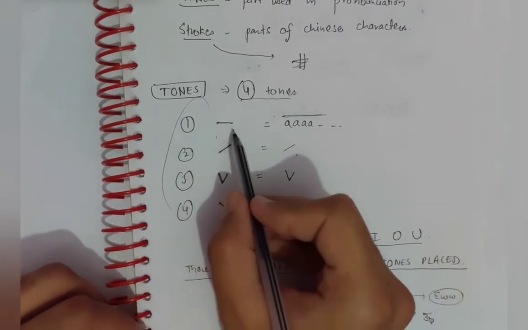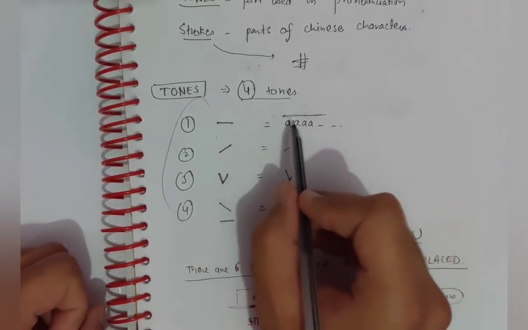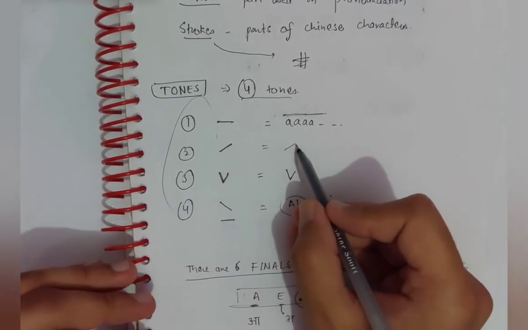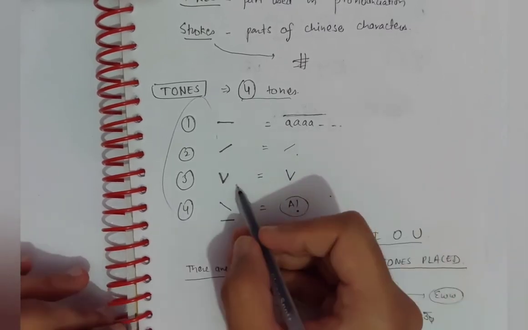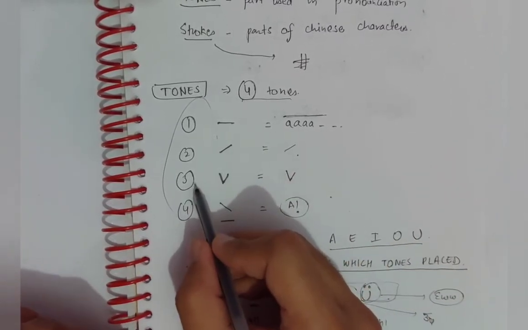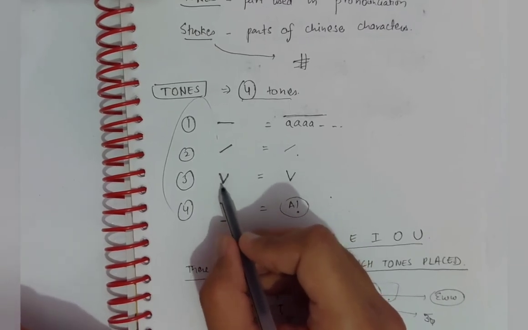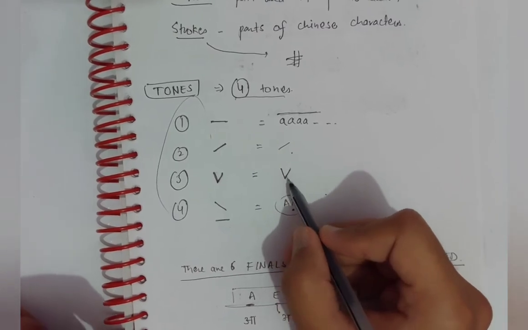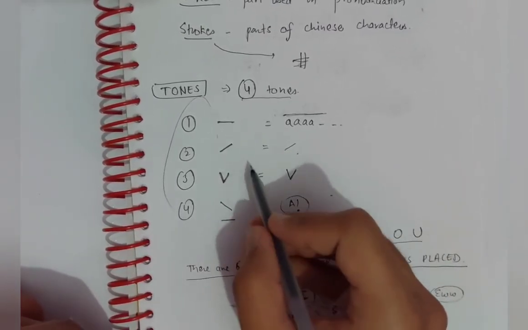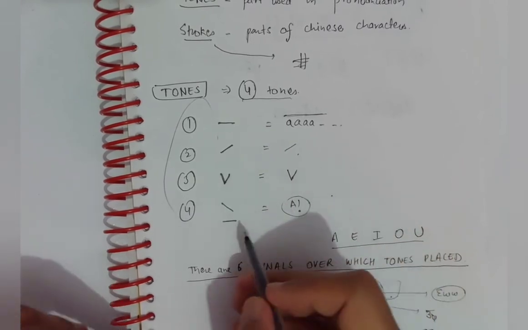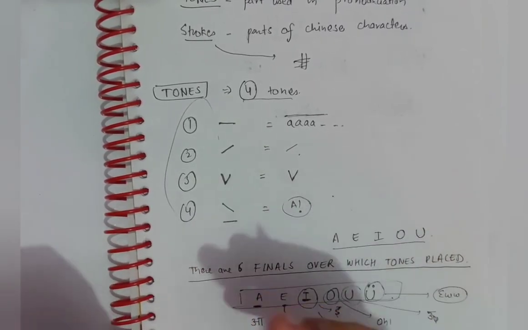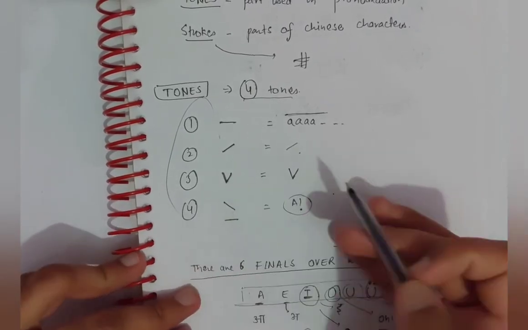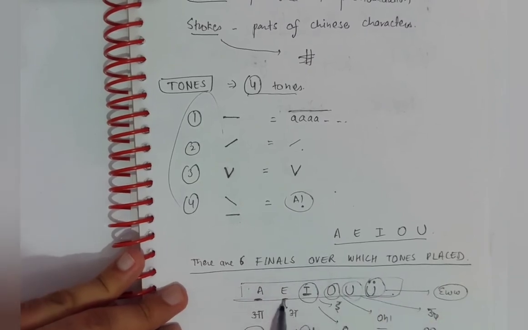So the first tone is in the same rhythm, and the second tone is where you have to increase your voice from low to high pitch, and the third tone is where first you have to lower your pitch from high, then again raise it high, like a break in between. And the fourth tone is in a surprising way, like ah. So these are the 4 tones which we put on the finals, only these 6 finals.